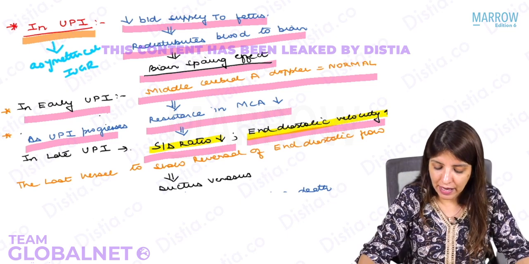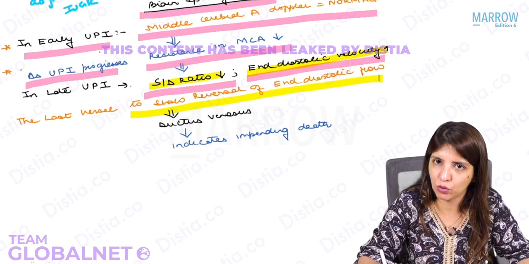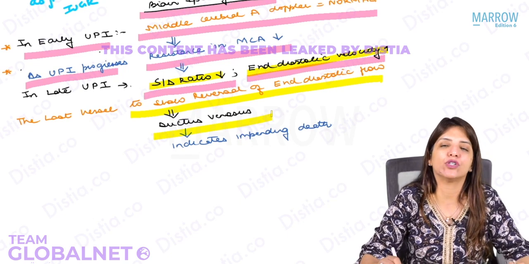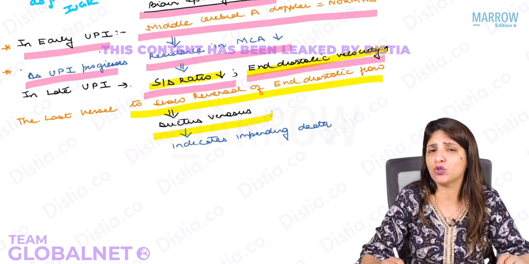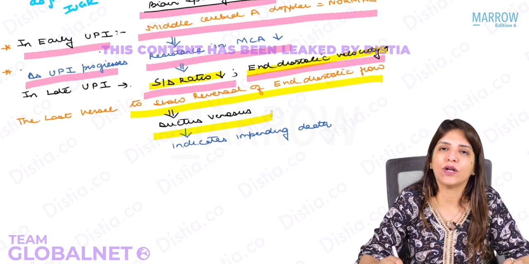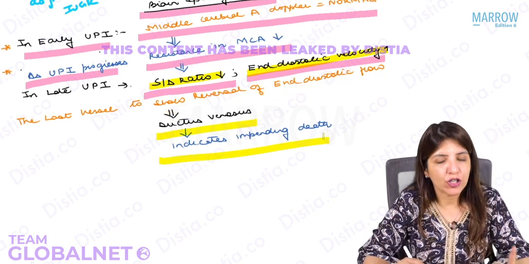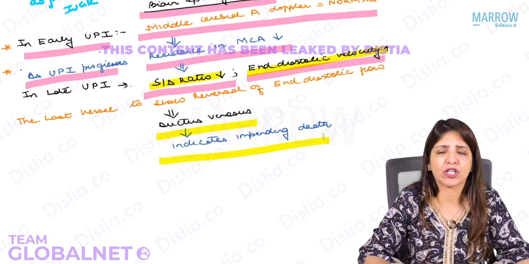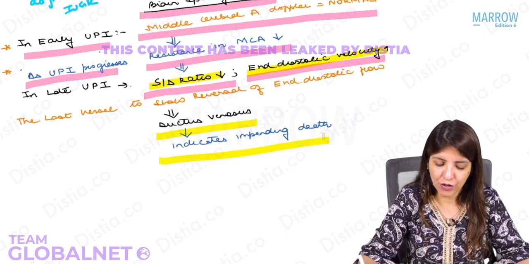Then, the last vessel which is going to show reversal of end diastolic flow is the ductus venosus. Whenever you see a reversal of flow in ductus venosus, it indicates impending death. First vessel is umbilical artery. Then, you should know the changes which are happening in middle cerebral artery Doppler. And the last vessel is ductus venosus.